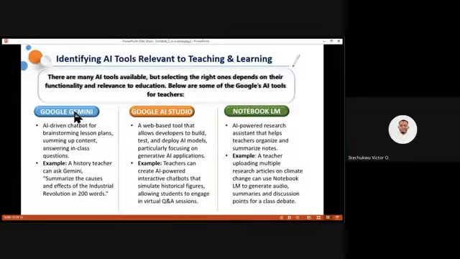Now look at Google Gemini. It comes with Google, like how we have Meta associated with Facebook, Instagram, and all those things. We have Google Gemini. It's an AI-driven chatbot for brainstorming lesson plans. It's not mainly for this, but it can be used for brainstorming lesson plans, summing up content, and answering in-class questions, right?